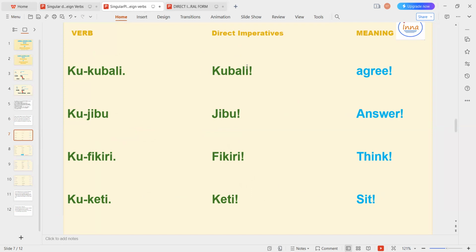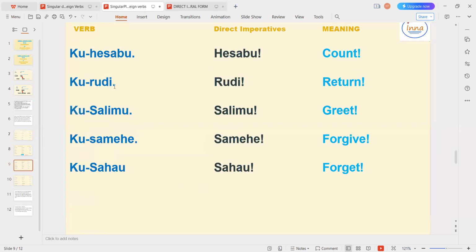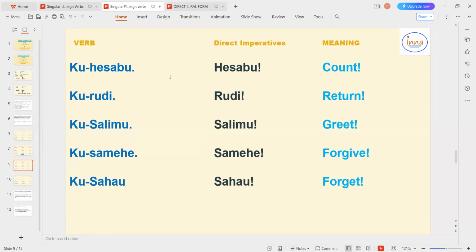The next one is kujibu, imperative jibu, means answer. Kufikiri, imperative fikiri, means think. Kuketi, imperative keti, means sit. More examples are kuhesabu, and direct imperative will be hesabu, which means count. You're telling one person to do this action.